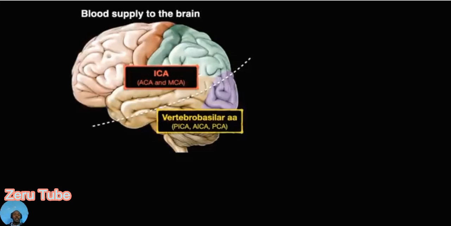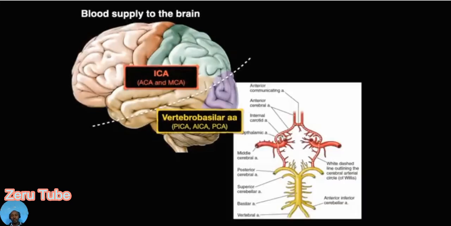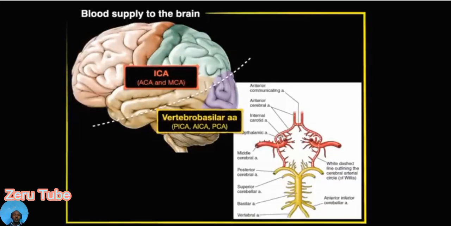From the vertebrobasilar artery, we get PICA, AICA and PCA. PICA means posterior inferior cerebellar artery. AICA means anterior inferior cerebellar artery. And PCA is the posterior cerebral artery. These three are the major arteries that branch off and supply the brain.